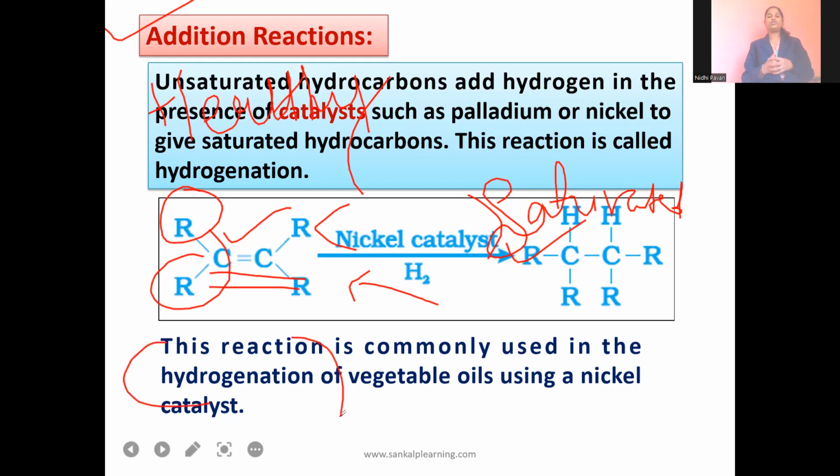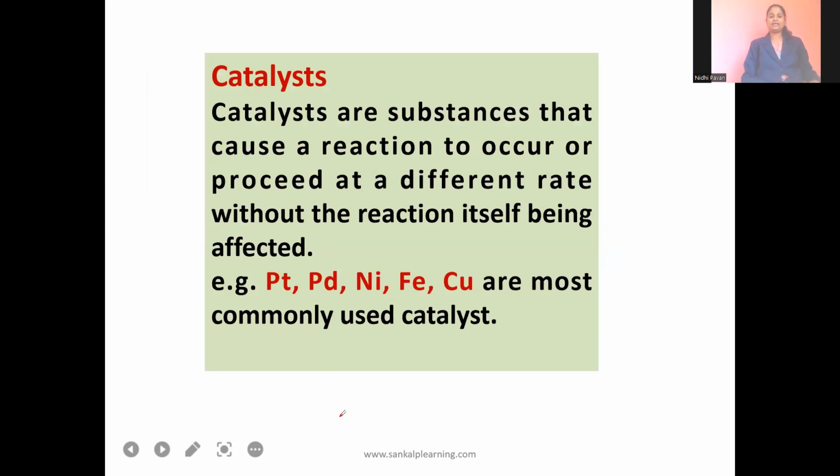In your exam, the question might be asked: what is hydrogenation? Hydrogenation is nothing but addition of hydrogen to the vegetable oils using a nickel catalyst. Okay, this is regarding addition reaction. As I said, catalysts are the substances that make a reaction occur. They proceed at a different speed without mixing in the reaction. For example, platinum, palladium, nickel, iron, copper. These are the most commonly used catalysts.